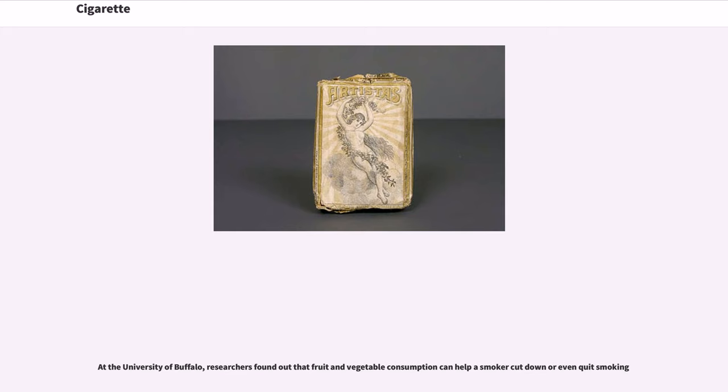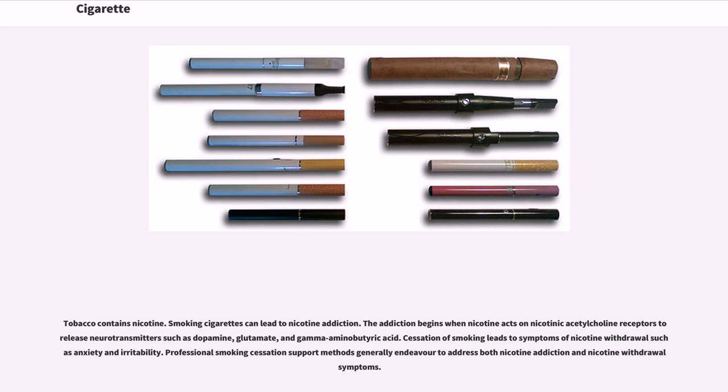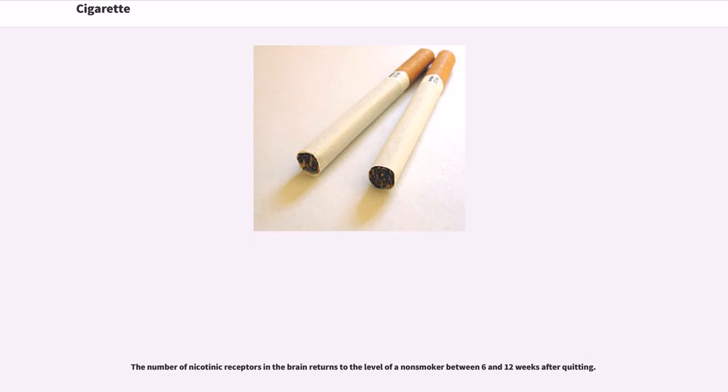At the University of Buffalo, researchers found that fruit and vegetable consumption can help a smoker cut down or even quit smoking. Tobacco contains nicotine. Smoking cigarettes can lead to nicotine addiction. The addiction begins when nicotine acts on nicotinic acetylcholine receptors to release neurotransmitters such as dopamine, glutamate, and gamma-aminobutyric acid. Cessation of smoking leads to symptoms of nicotine withdrawal such as anxiety and irritability. Professional smoking cessation support methods generally endeavor to address both nicotine addiction and nicotine withdrawal symptoms. The number of nicotinic receptors in the brain returns to the level of a non-smoker between 6 and 12 weeks after quitting.